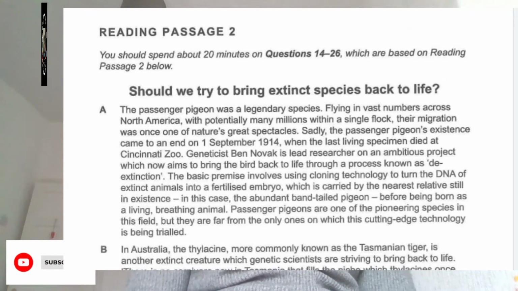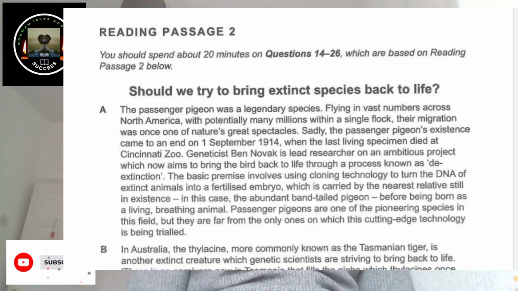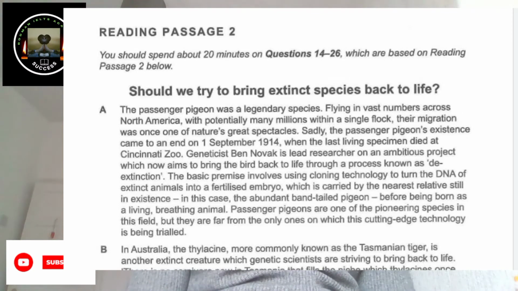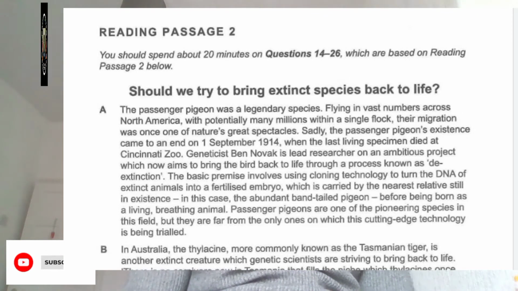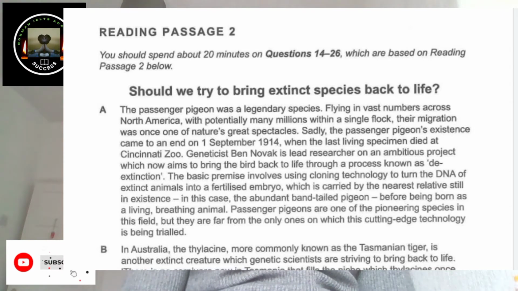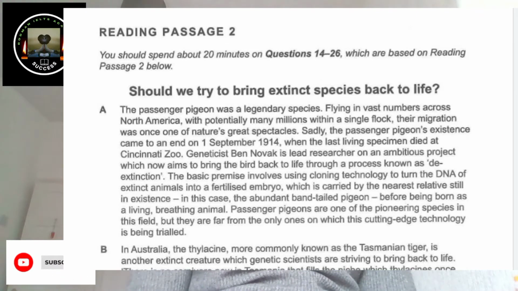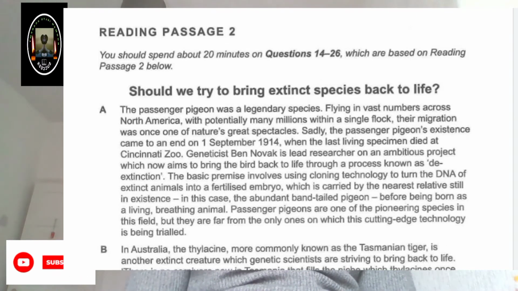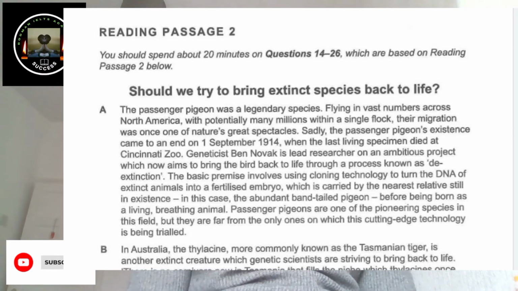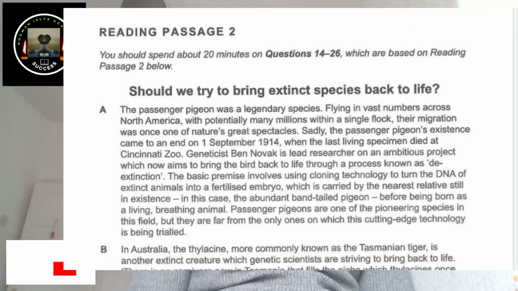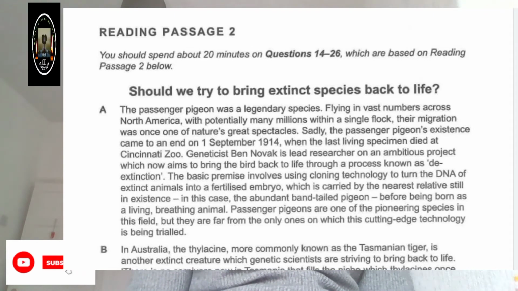They are trying to explain how he wants to bring them back to life. He wants to use the DNA of an extinct animal, using cloning technology to turn the DNA of the extinct animal into a fertilized embryo, which is carried by the nearest relative still in existence. And they told you the nearest relative is the band-tailed pigeon, before being born as a living breeding animal.